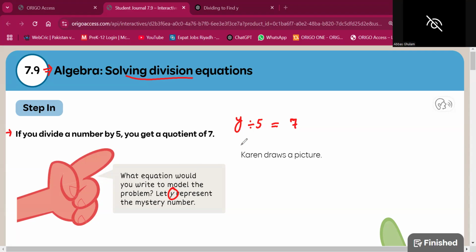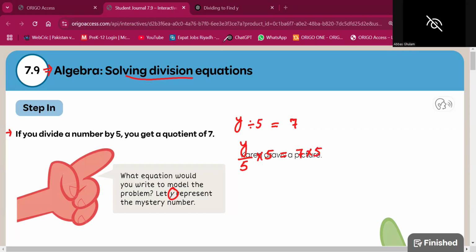How can I make it alone? I write here y out of 5. I am writing like this or I am writing like this. Both things are the same. This is divide, this is a fraction, and a fraction is also divide. So what is the inverse of divide? Multiplied. I write here multiplied. The same thing which you do on this side of the equation, the same thing you will do to the other side of the equation to keep the equation balanced.